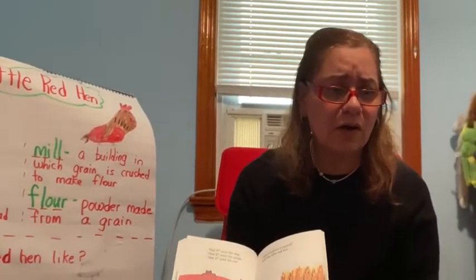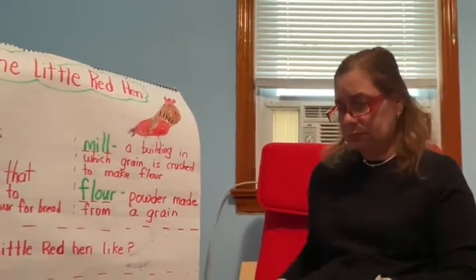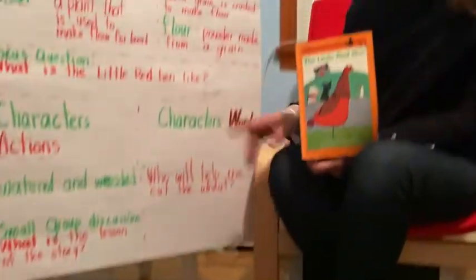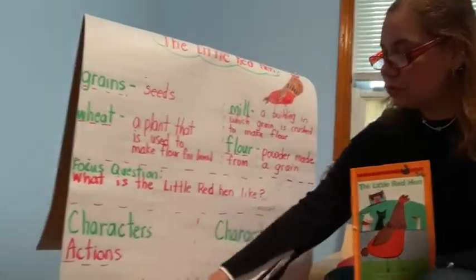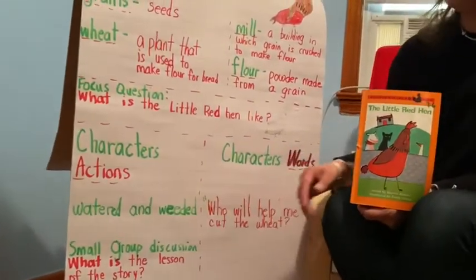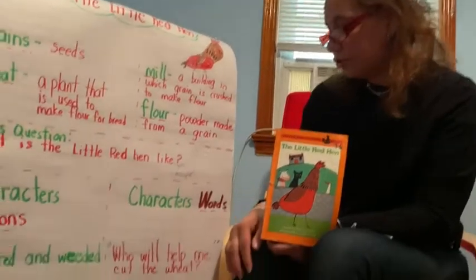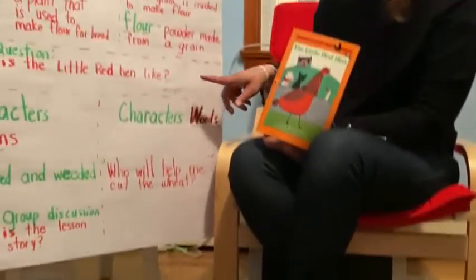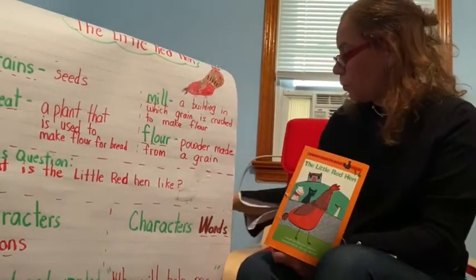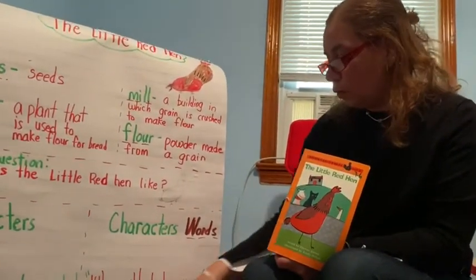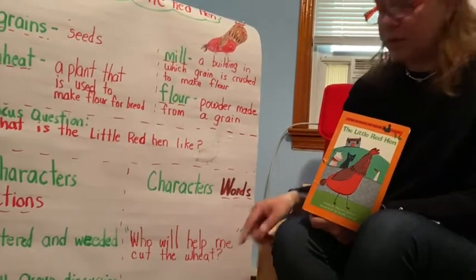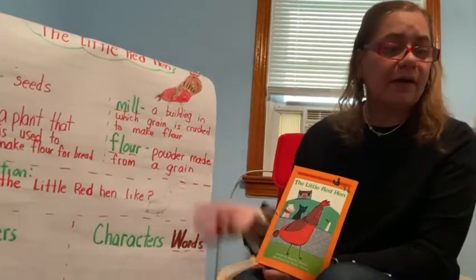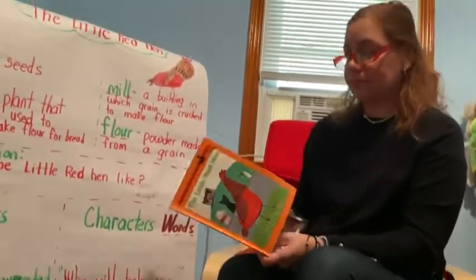What did the little red hen do that's important for us to know? Turn and talk. So Hedgie here said that the little red hen, what did she do? She watered and weeded the wheat. Good job, Hedgie. And Skunky here said that the character's words were, "Who will help me cut the wheat?" Everyone say, "Who will help me cut the wheat?"